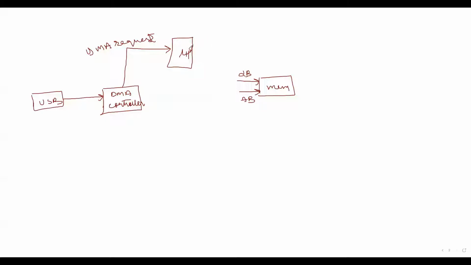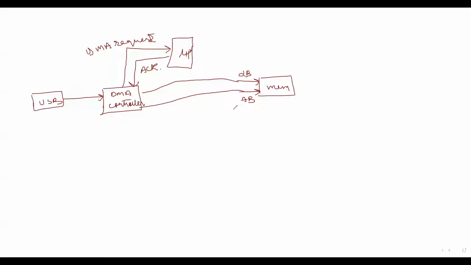When the microprocessor receives the DMA request, in the next cycle it sends an acknowledgement to the DMA controller, saying that yes, now you can take the control of data bus and address bus. After taking the control, the DMA controller can easily transfer data through the data bus and address bus to the memory. But in the meantime, the microprocessor cannot use the data bus and address bus.